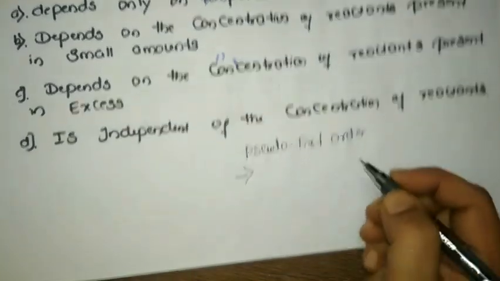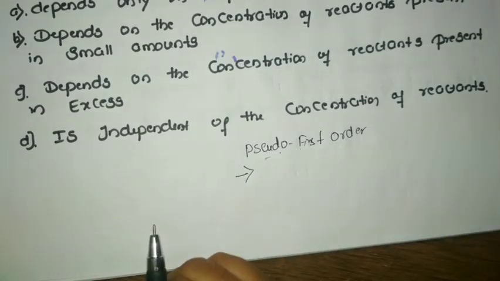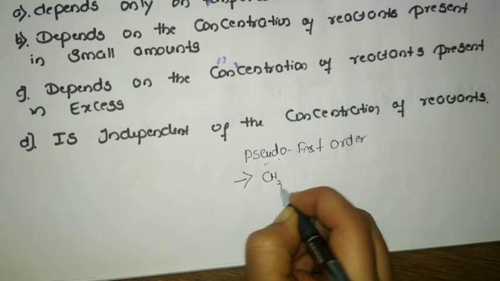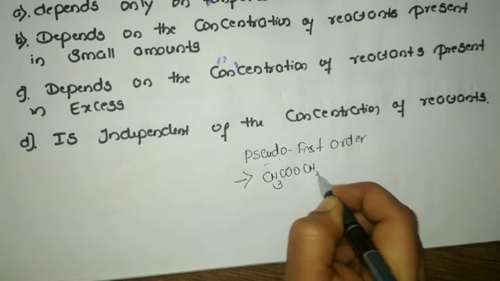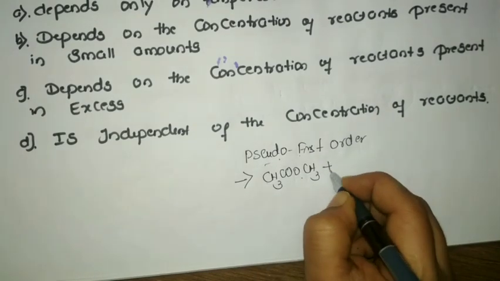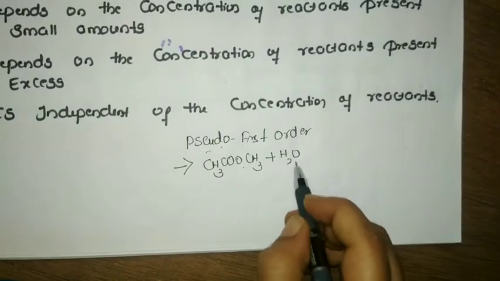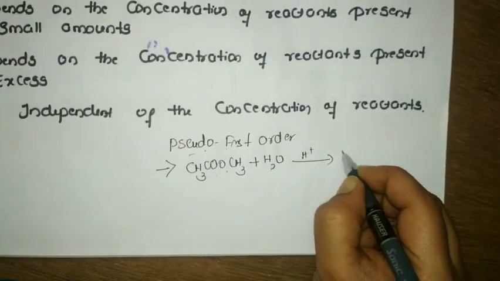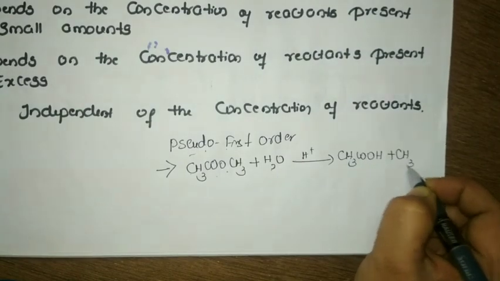That is, a higher order reaction can be considered as a first order reaction by taking any one of the reactants in excess. For example, methyl acetate, when treated with water. The hydrolysis of methyl acetate in the presence of an acid will give CH3COOH, acetic acid, and methyl alcohol.